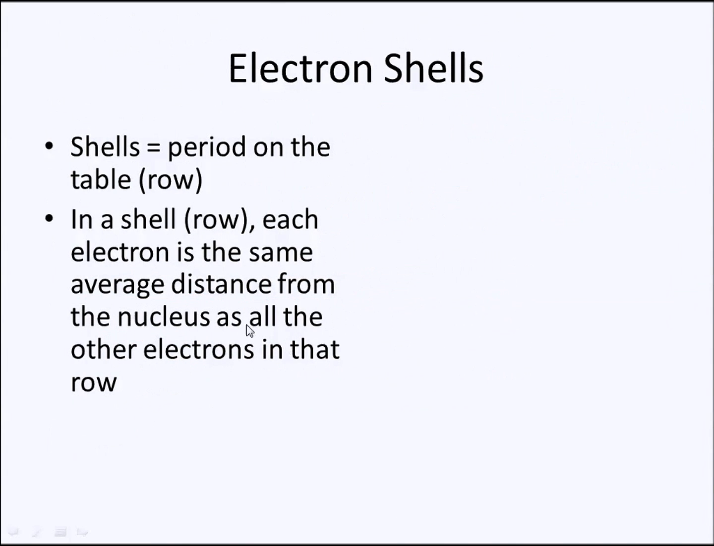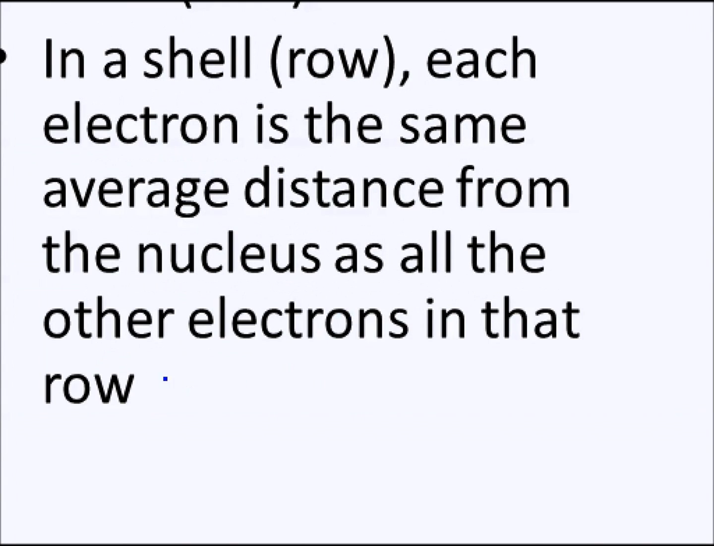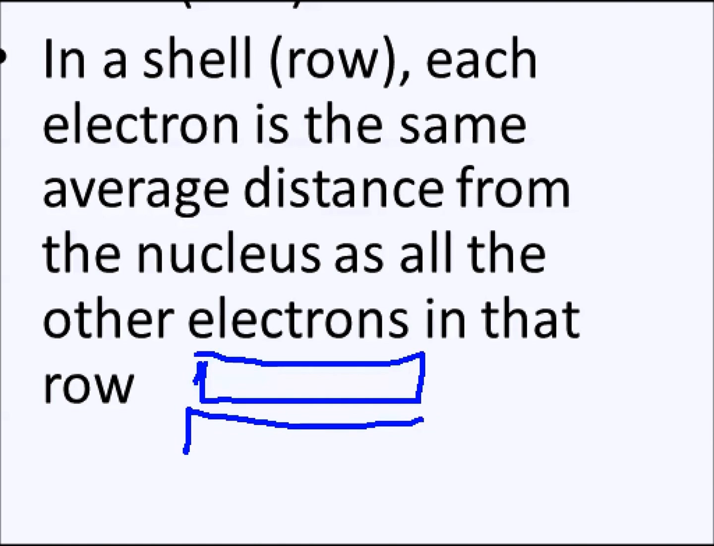As from the other electrons in that row anyway. So all the electrons in the row above are all considered closer. Think about it like a theater, okay? Obviously, anybody who's in row A is closer to the stage than the people in row B. But everybody in a row, even though they're all in different parts of that row, is the same distance from the front, or from the nucleus in this case.